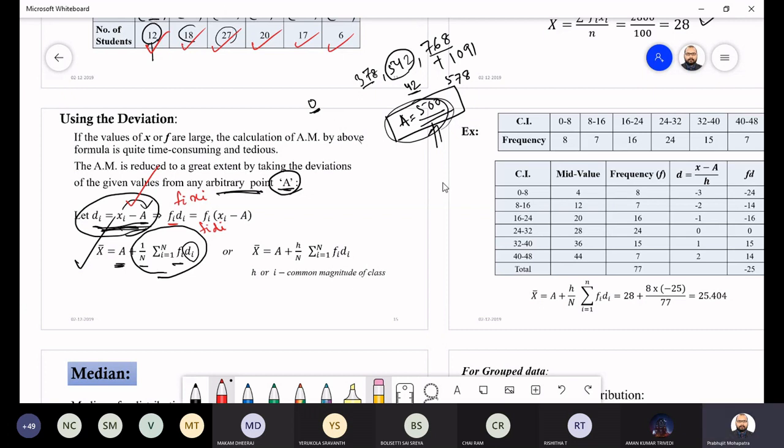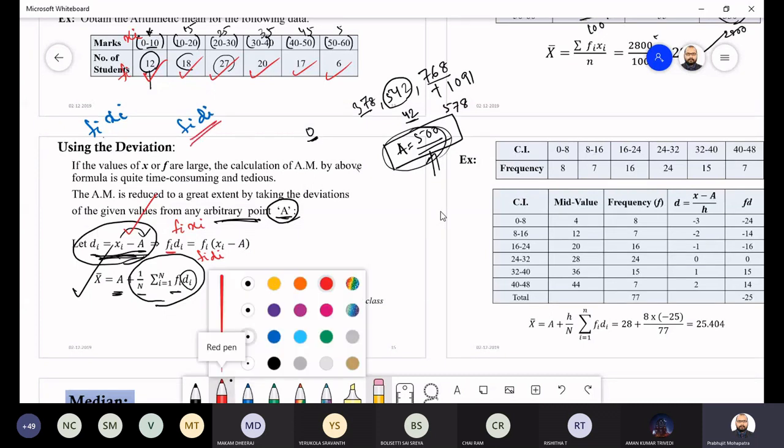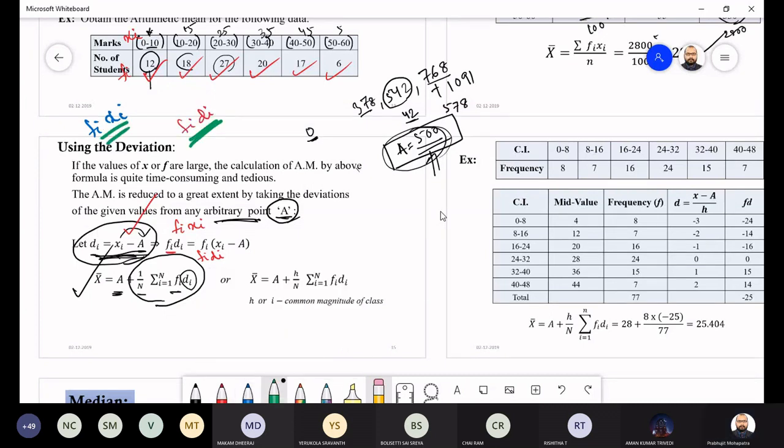Previously these are, for example, the xi. Okay, these are the fi. So what do you have to do? Previously you are doing fi into xi. Now the deviation you are taking, what you have to write? You have to write fi into di. Okay, fi into di. That is it. So fi into di, this is nothing but the deviation. These are nothing but the deviations.